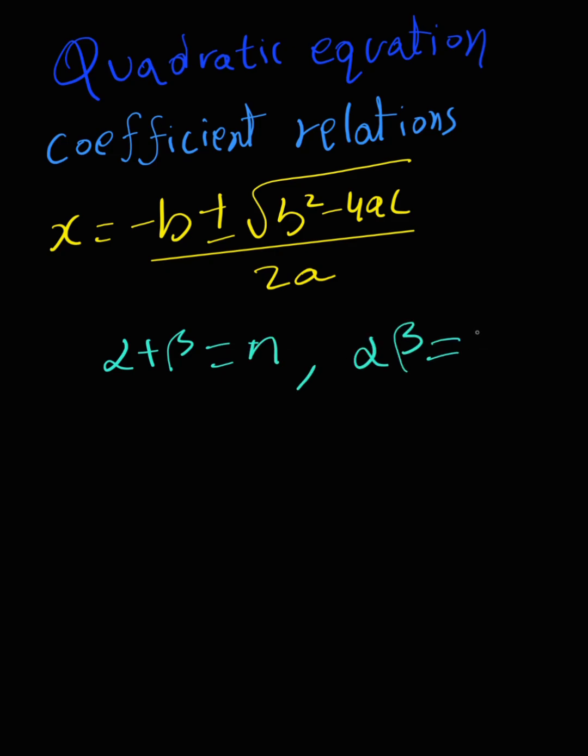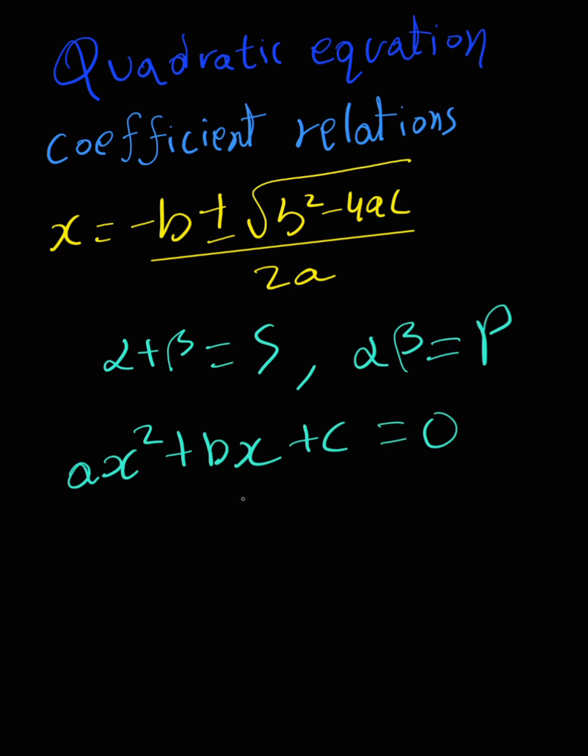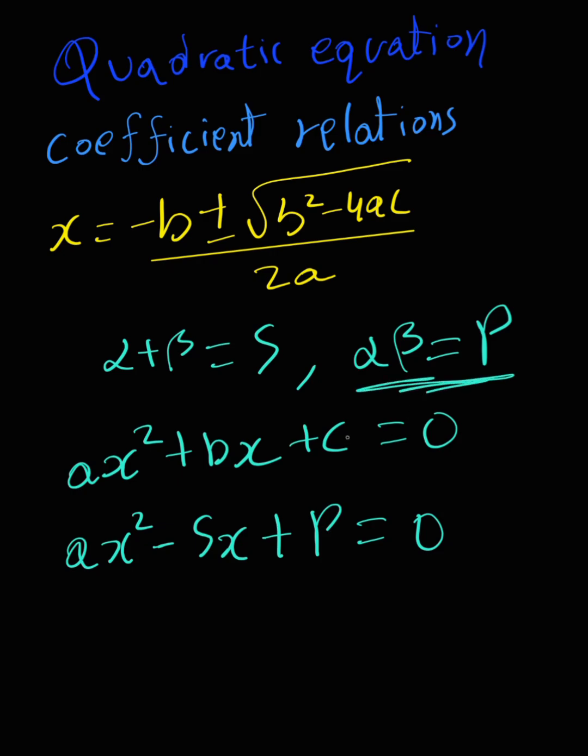Alpha beta is equal to some gamma. Let's not call it gamma, let's call this p, and this s. If you know these two values, you can put them into the quadratic equation ax square plus bx plus c equal to 0. This quadratic equation can also be written in this format: x square minus sx plus p equal to 0, where p is alpha beta and s is alpha plus beta.